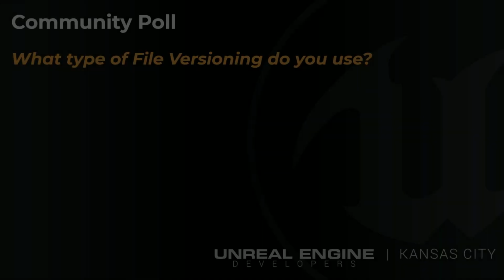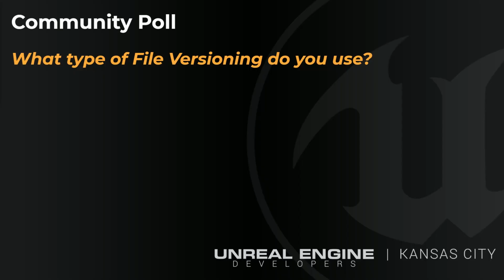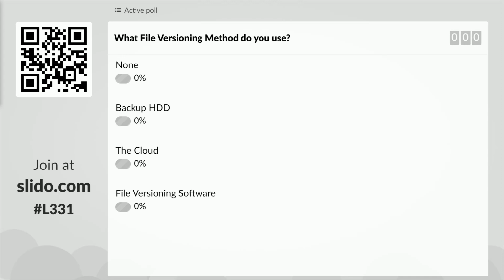Nice. Cool. All right, so we're going to try something here too. I'm curious to see this one. So I want to try a live poll real quick. I always feel like a grandpa when we say that. But so I'm going to go to the next slide here so you guys can do this. It's phone, web browser. Just go to slido.com, and then on there, it'll ask you to put in that code L331. So the question is, what kind of file versioning method do you use?